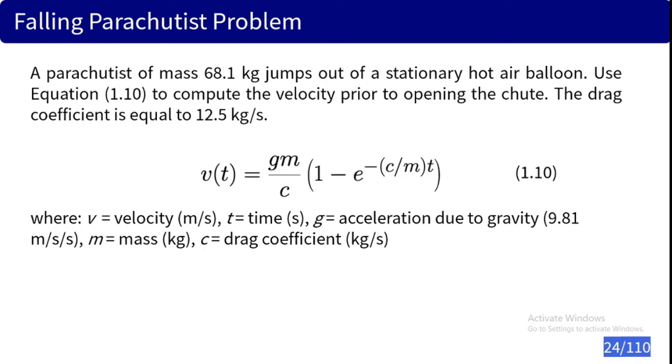velocity of the parachutist at any time t is equal to g times m over c multiplied by quantity 1 minus Euler's number raised to the power of negative c over m quantity times t, where v is the velocity, t is time in seconds, g is the acceleration due to gravity, which is approximately equal to 9.81 meter per second squared. m is the mass in kilograms of the parachutist or anybody, and c is the drag coefficient in kilogram per second.